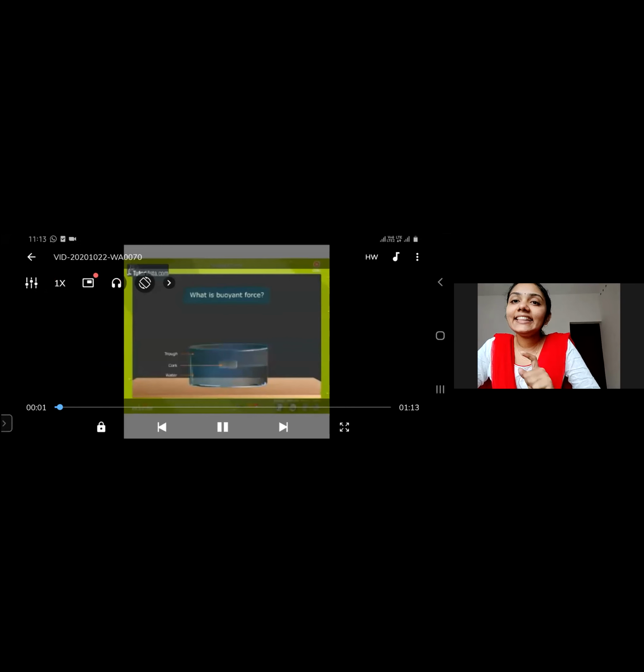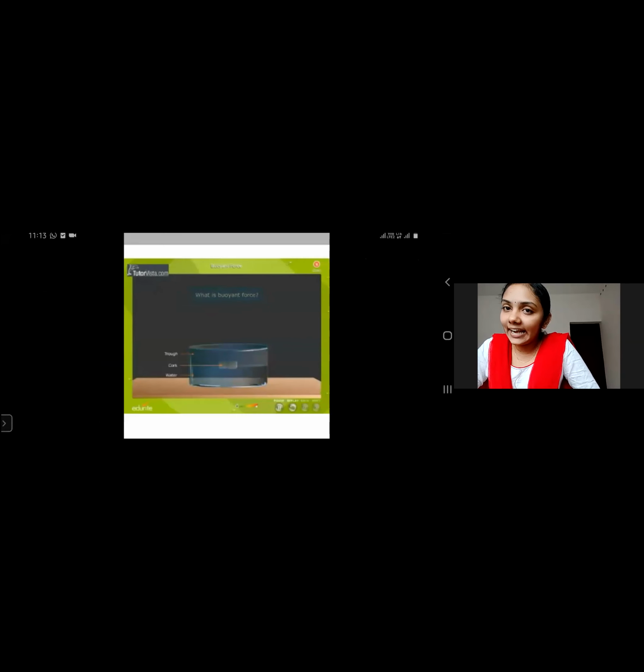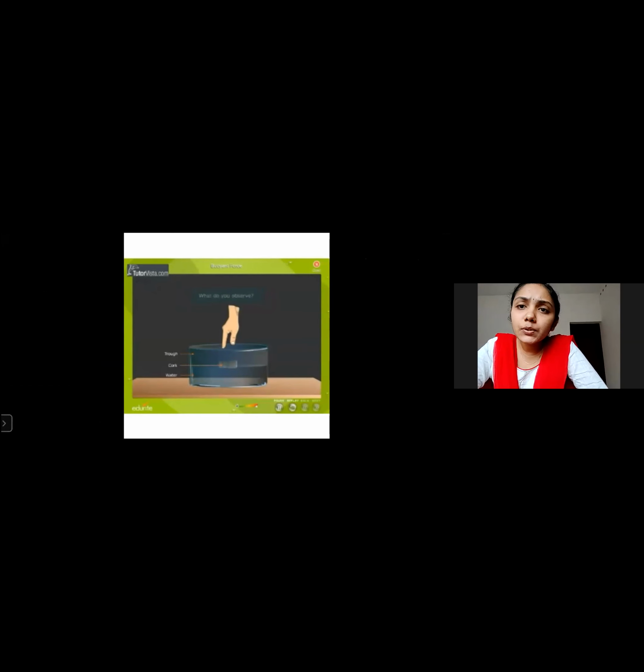In this video, you can see a container, and inside the container there is a cork. You can see that the cork is floating on the surface. Now that man is applying a pressure or a force to the cork and it sinks. As soon as he releases his hands, what can you observe? The cork is coming back. That means there is an upward force in the water which is pulling it in the opposite direction.